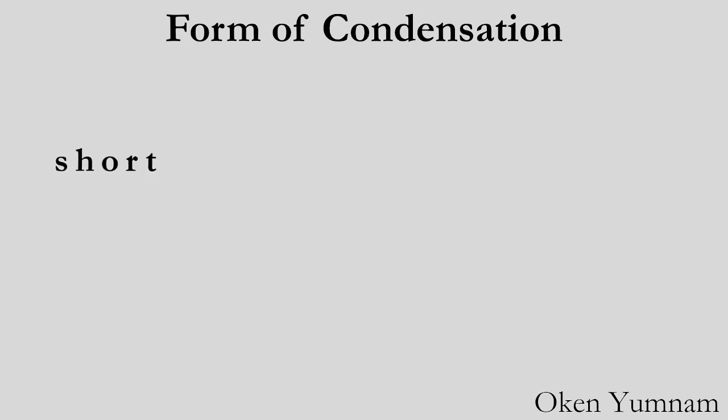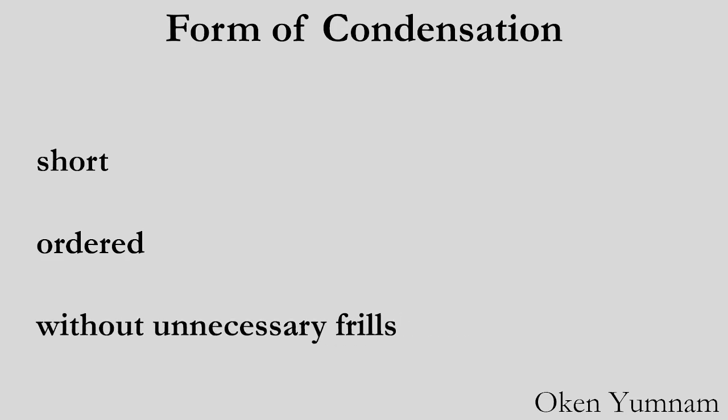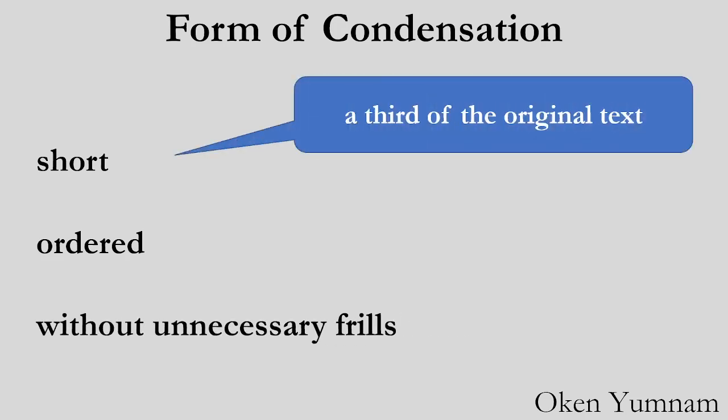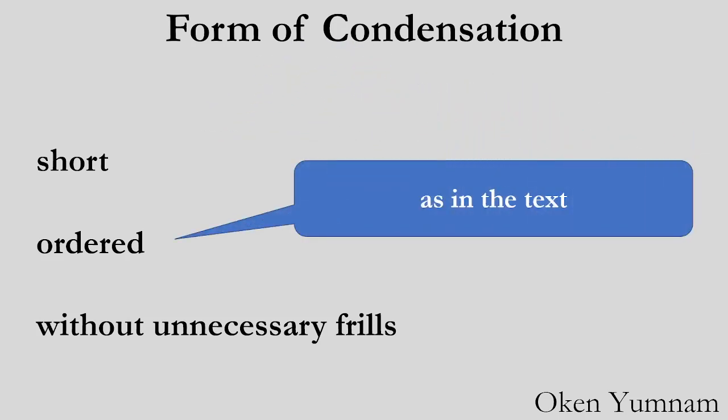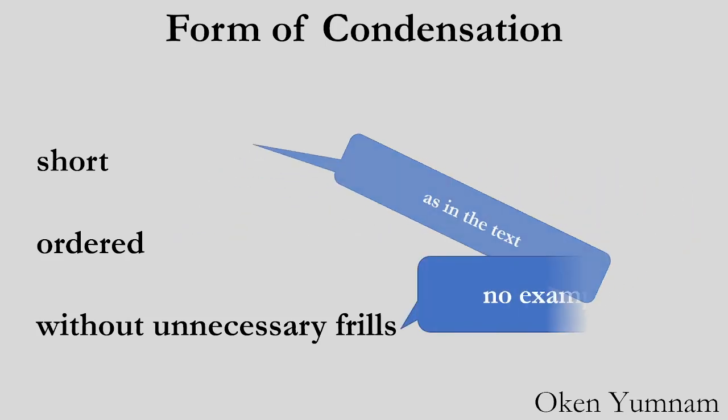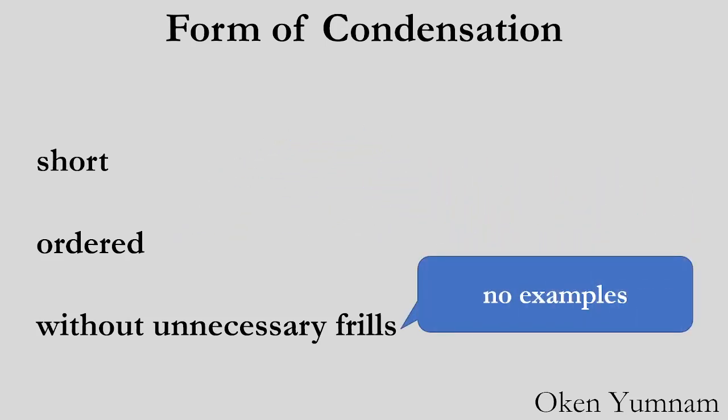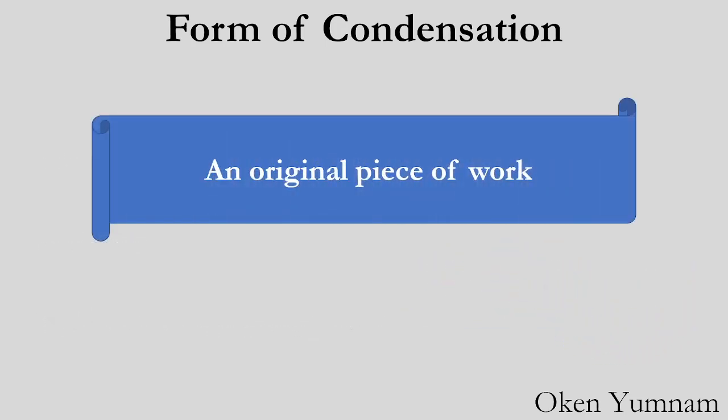As a form of condensation, a Précis should be short, ordered, and without unnecessary frills. Short means the length usually is a third of the original text, and the points that we write in the Précis should be ordered as they are ordered in the text. There should be no examples, no illustrations, no unnecessary words. Only the very essential points should be mentioned. In short, a Précis is an original piece of work.